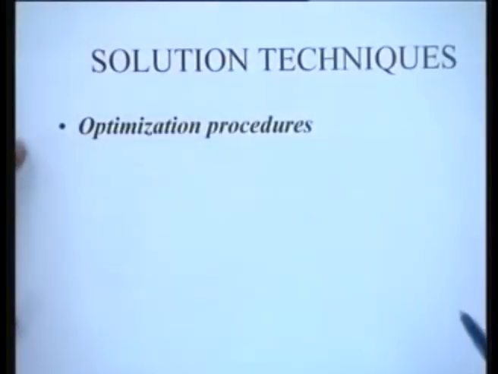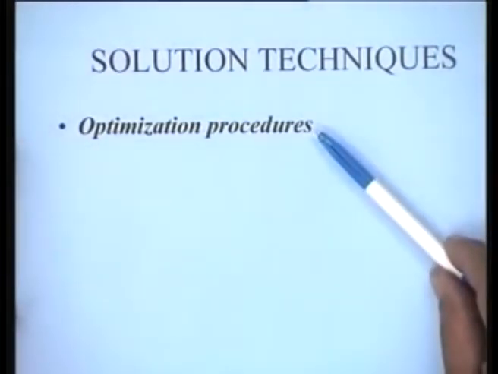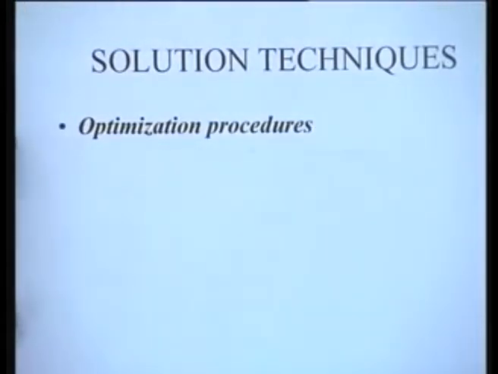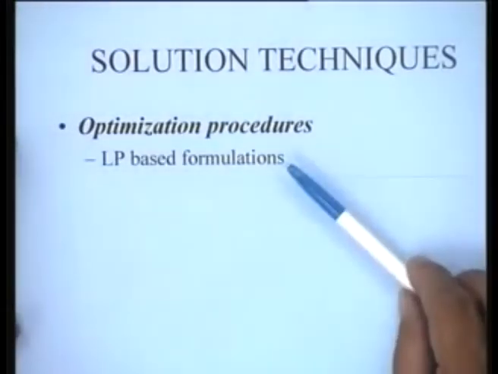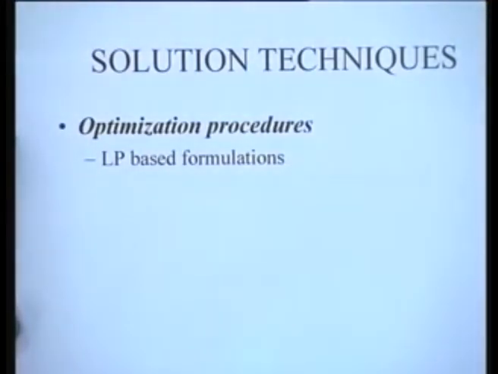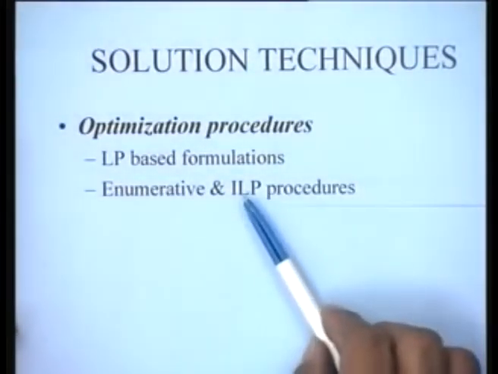Now, for the limited resource allocation problem, there are essentially two ways of looking at the problem as far as the solution techniques are concerned. Number one, there are the optimization procedures which guarantee an optimal solution, and typical examples of these are generally LP based formulations in which constraints are imposed saying that the precedence restrictions are met, and that the resource availabilities are not violated in each period. So, constraints are written for these individual requirements, and then the formulation is solved. The other approach to optimization procedures is enumerative and integer linear programming approaches.